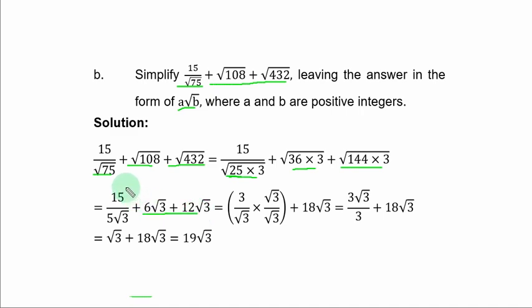Now if you divide 15 by 5, you have 3 remaining. Now in order to simplify this term, you rationalize by using root 3 to multiply the numerator and denominator. Just this first term you are doing that for. Meanwhile, these surds are alike. When you add them, you have 18 root 3. So if you simplify here, you have 3 root 3.